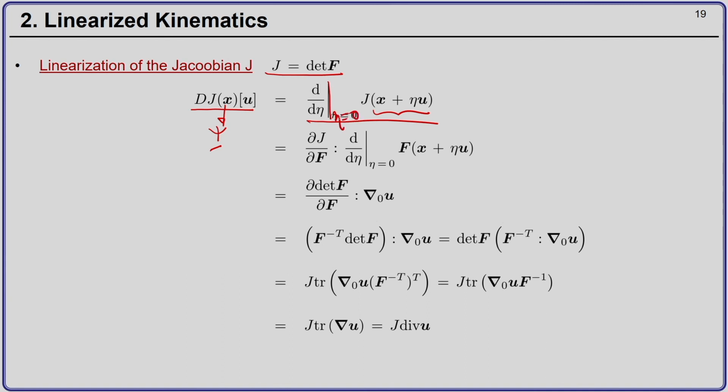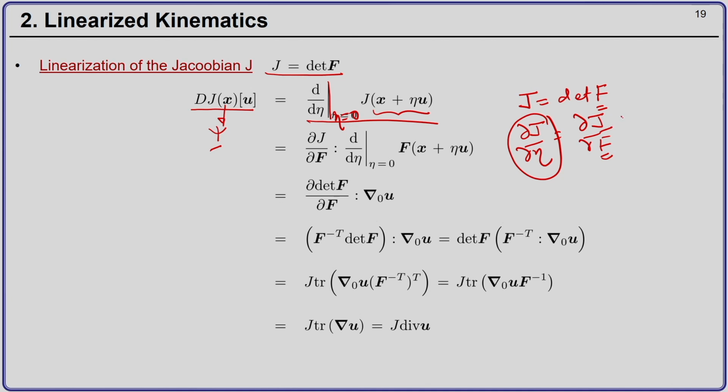Now, see, J is the determinant of F. So, if I have to calculate del J by del eta, I can use the chain rule with del J by del F. Now, what happens? Del J by del eta is a scalar quantity. Therefore, when I do del J by del F, F being a second order tensor, I get a second order tensor.